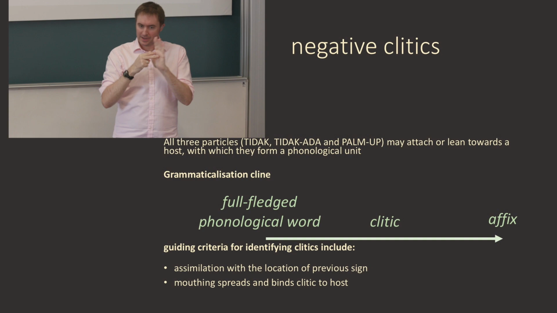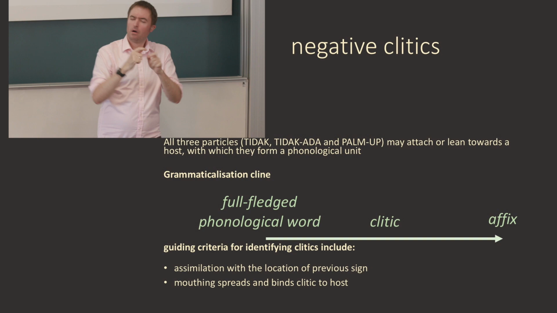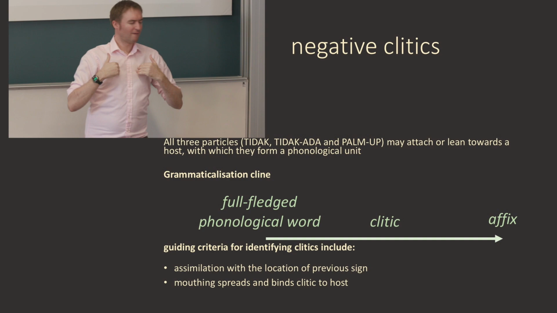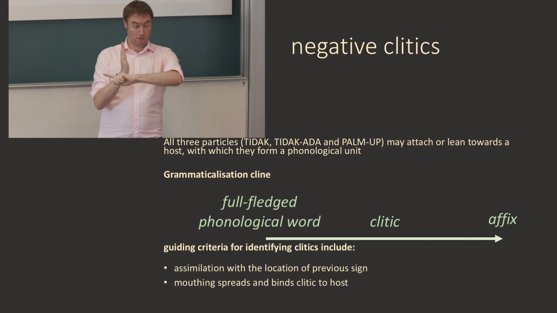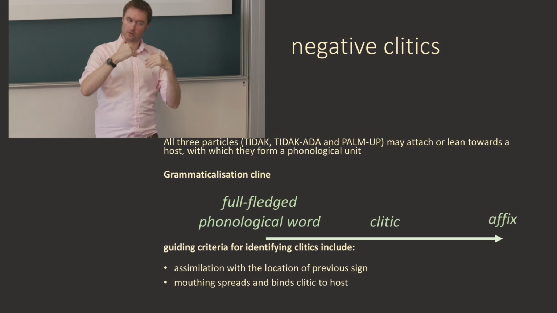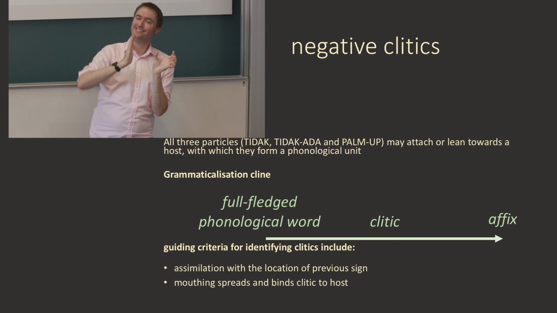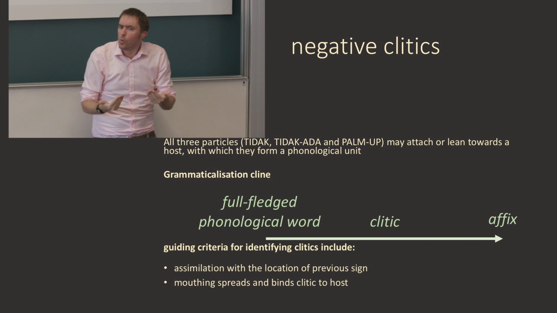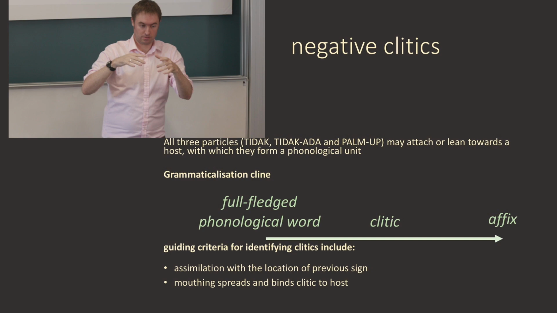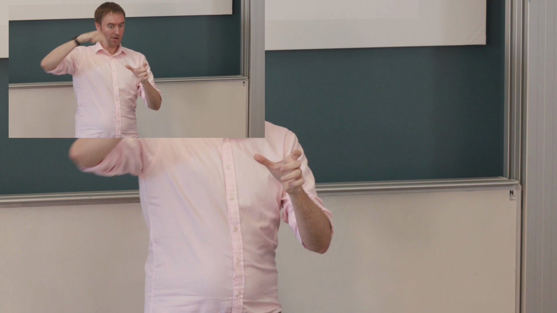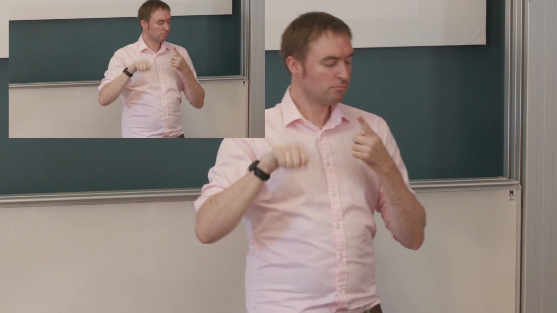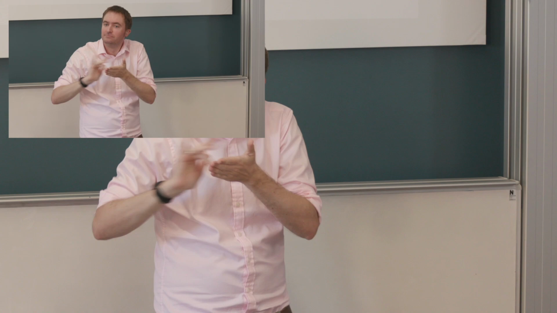So if we see the clitic and the predicate, we see them much more closely aligned together. And we actually see a climb for grammaticalization. So we see that the particle is a full phonological word. And then on the continuum, we see this leaning, this climb towards a predicate. So how do we identify these? One might be a process of assimilation with the location of a previous sign. And the sign is utilized in the same location. But also there may be a possible phonological segment, which is deleted.